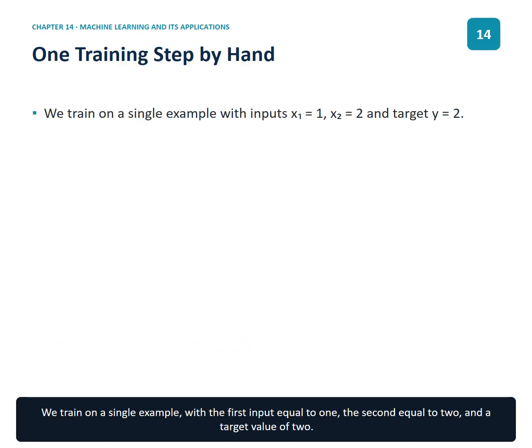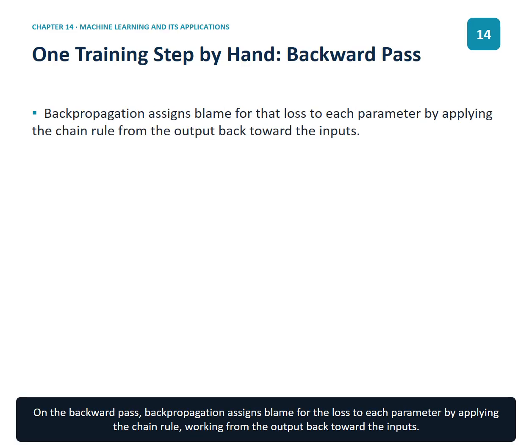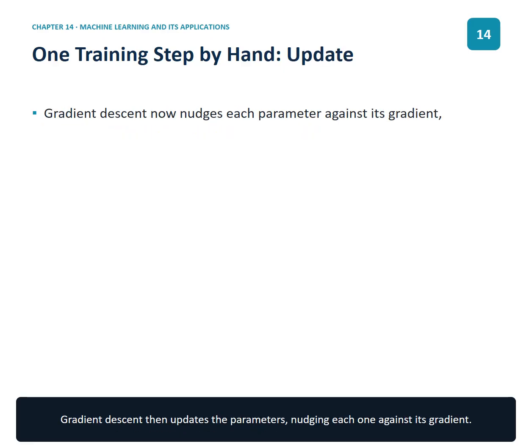We train on a single example with the first input equal to 1, the second equal to 2, and a target value of 2. On the backward pass, backpropagation assigns blame for the loss to each parameter by applying the chain rule, working from the output back toward the inputs. Gradient descent then updates the parameters, nudging each one against its gradient.